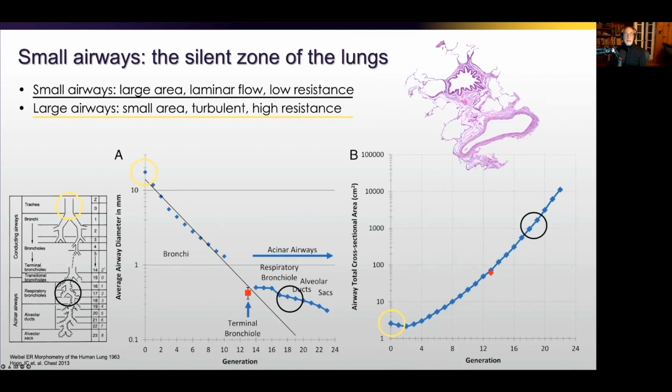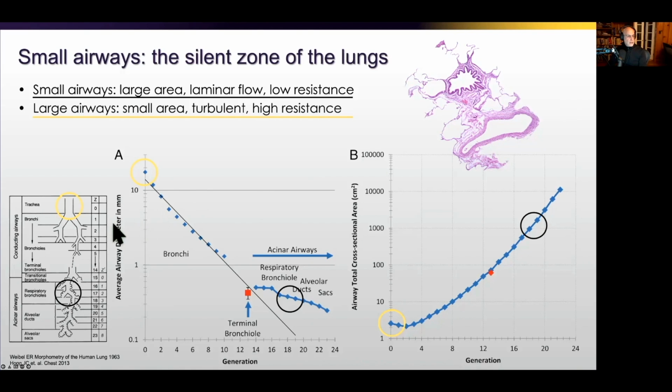It's important to recognize that these airways are a silent zone in the lungs, and this has implications for us as radiologists. Because it is a silent zone in terms of pulmonary functions, then it turns out that our imaging is very important. So let's look at this concept of the silent zone of the lungs.